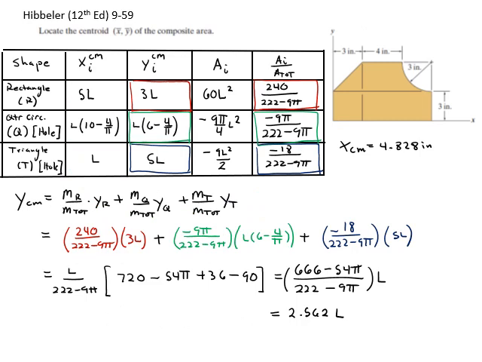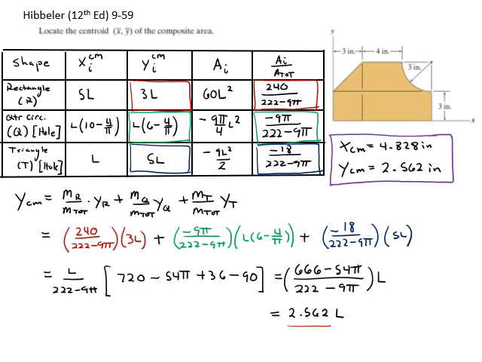So there are the results for the Y direction. We do exactly the same thing as we did for the X direction, just making sure to use the Y column instead of the X column. And this is the answer, right? 2.562 times L. So our Y coordinate of my center of mass is 2.562 inches. So this is the answer to the problem for the X and the Y.